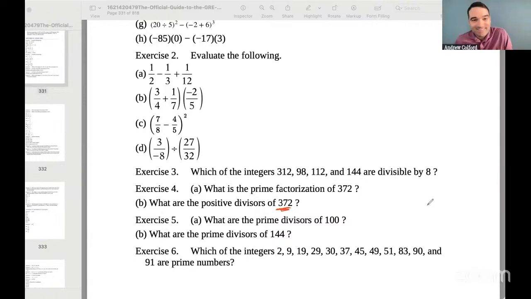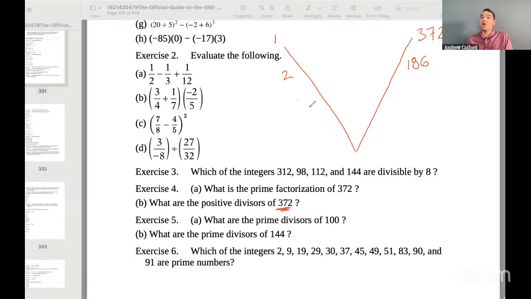Well, that's kind of it. I'll give you a methodical way. I call it a factor V, right? So I start at the very bottom, which is 1 and 372. And then I do 2 and what's that? 186, I believe. Right? And on and on and on.